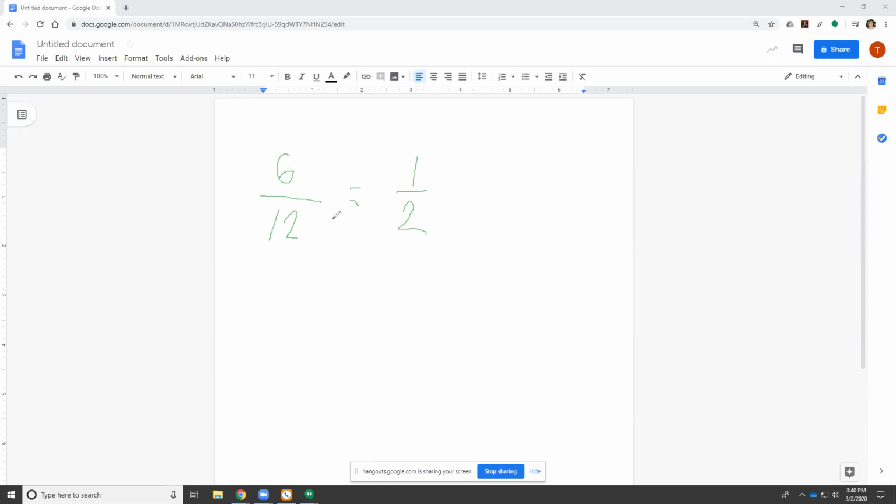Now we're going to switch it. It's not times, it's, yeah. So whenever we're trying to get from a smaller number to a bigger number, we multiply because multiplying gives us bigger numbers. And whenever we're trying to get from a bigger number to a smaller number, we divide because division gets us smaller numbers. So 12 divided by what equals 2?